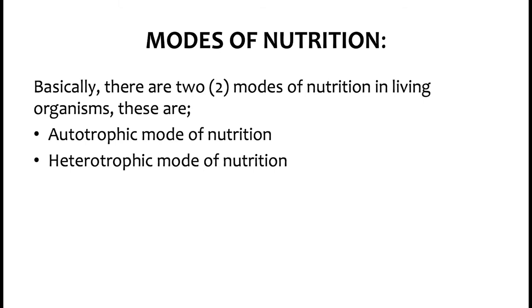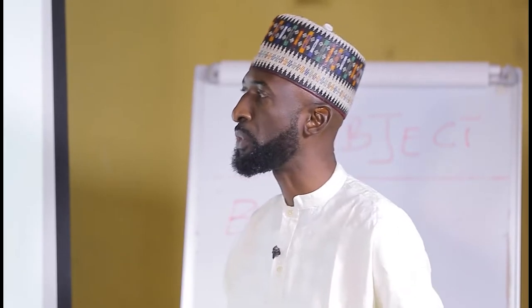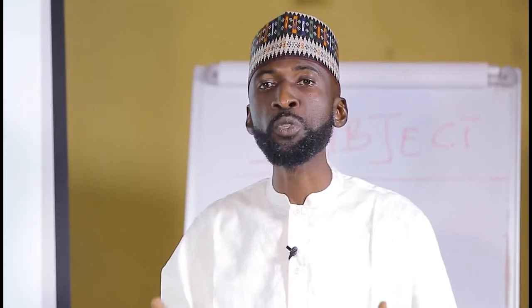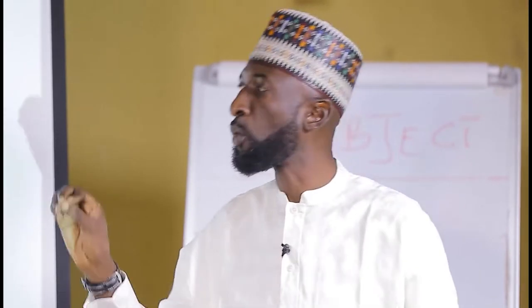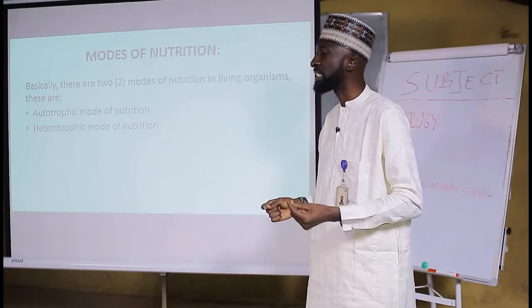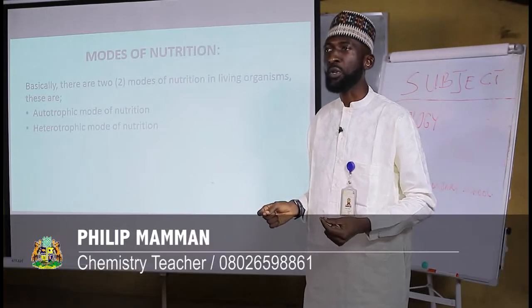mode of nutrition. When we said autotrophic mode of nutrition, this is a type of nutrition by which green plants are able to manufacture their own food. What does that mean? It means that there are plants that have the ability of producing their own food by themselves. And if a plant has that characteristic, they are said to be called autotrophs. And this type of nutrition, we call it autotrophic mode of nutrition.